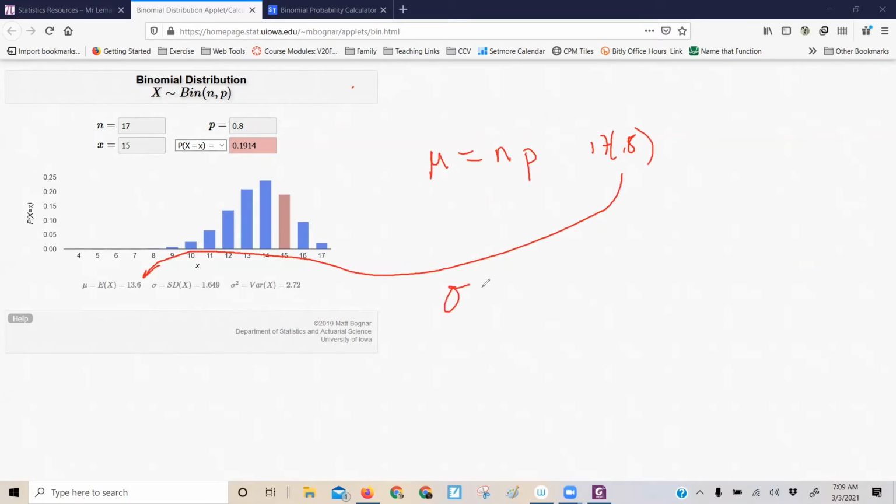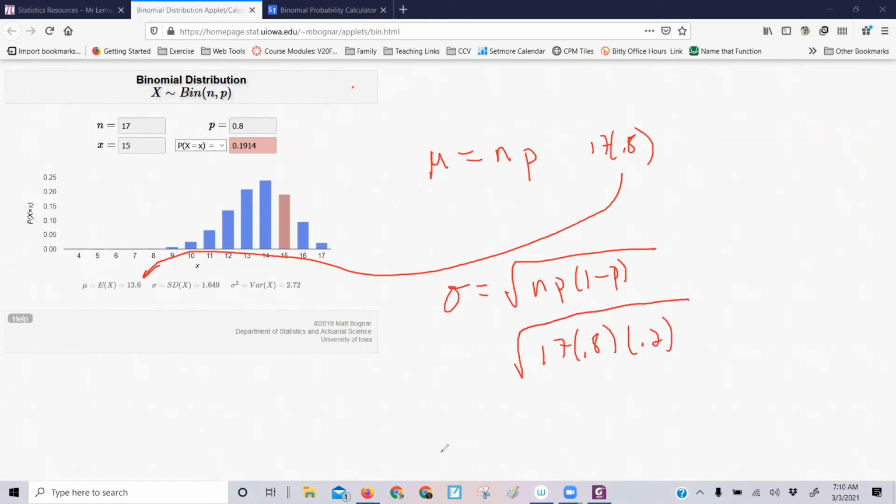And then the standard deviation is the same calculation, except we're going to include Q, or 1 minus P. So for this problem, it's 17 times 0.8 times 1 minus 0.8, which is 0.2. We do that product and take the square root. Remember, this is the square root key, not the x squared key, if you're using the calculator. I say that because some people get confused. And that's what that would be. Okay.